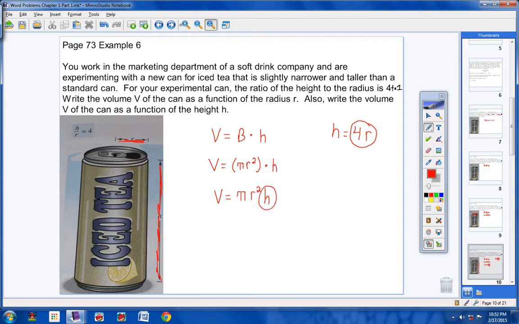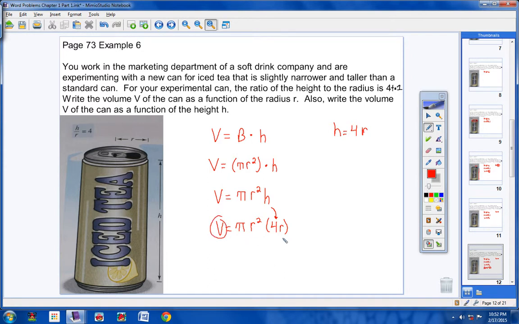4r. Definitely, okay? So right here for h, I'm going to put what? 4r. Look at that. Now, I have exactly what I want. I have volume in terms of r. Is this an unknown? No. Is this an unknown? No. This is, and it's r. This is, and it's r. All my unknowns are r.